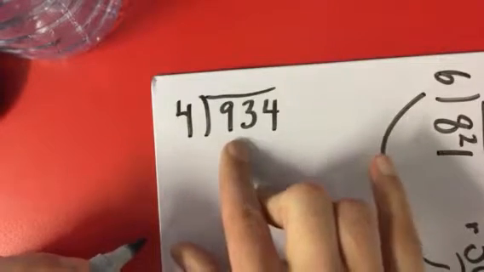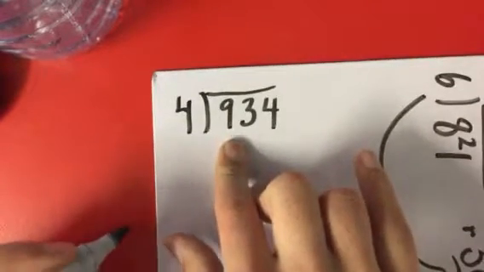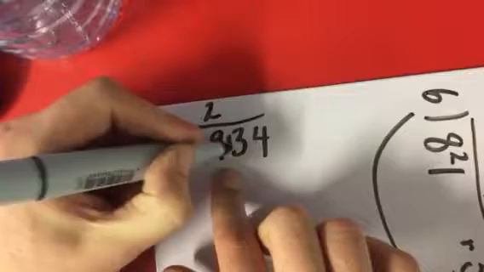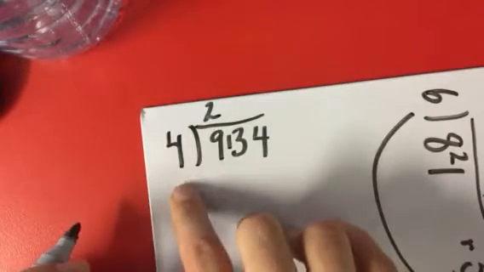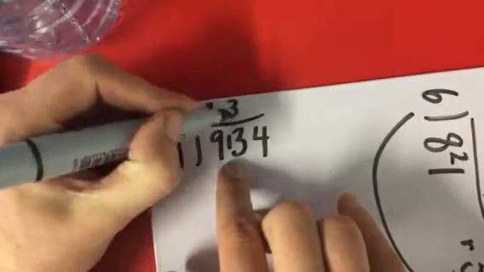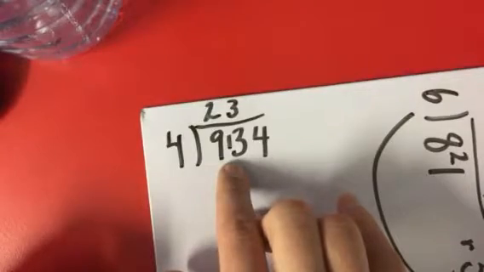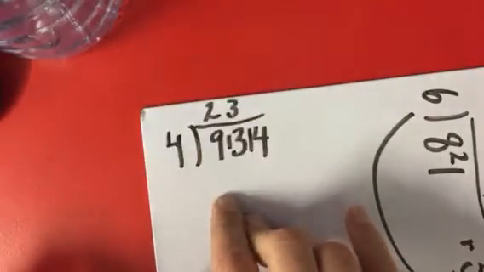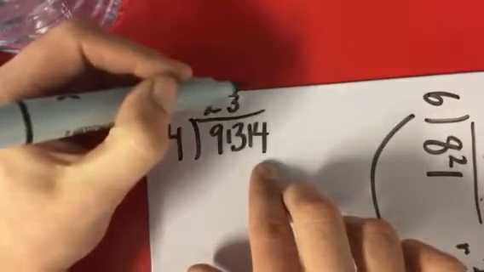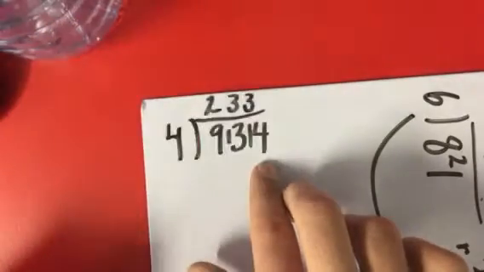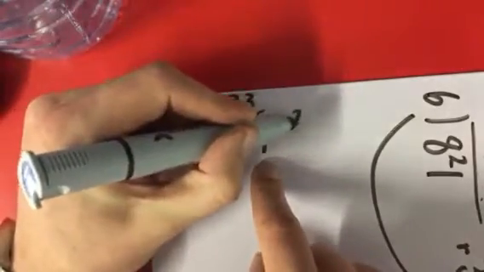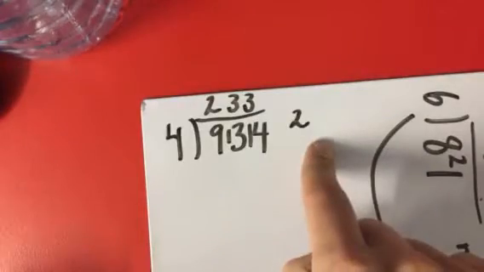Okay, how many times does 4 fit into 9? It fits twice, with 1 left over. How many times does 4 fit into 13? It fits 3 times. 3 fours are 12 with 1 left over. How many times does 4 fit into 14? It fits 3 times with 2 left over. So the 2 goes there, 2 left over.